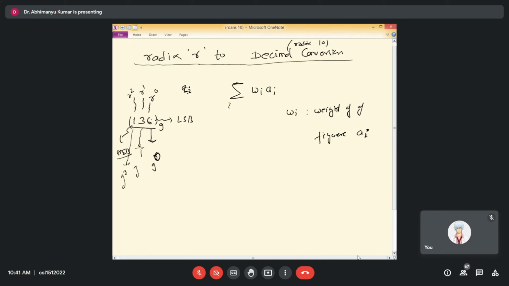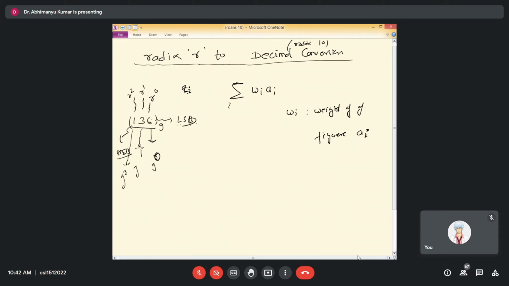0, 1, 2. This is the weight of this. So what is LSB and LSD? Can you please explain once again? LSB is the least significant bit. Bit is the term used in the case of the binary system. Since it is not a binary system, we can say least significant digits and most significant digits.